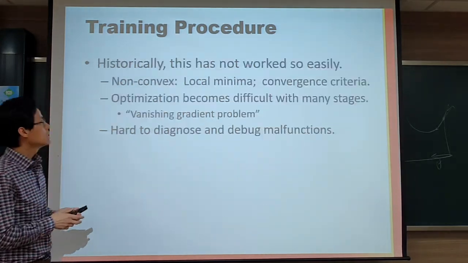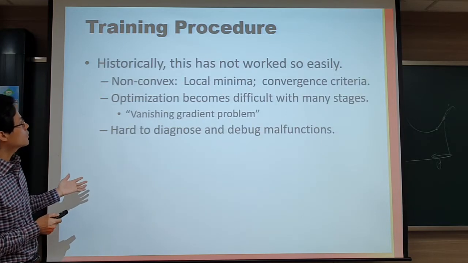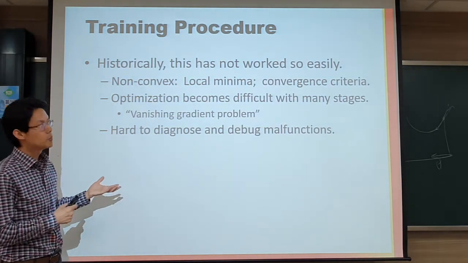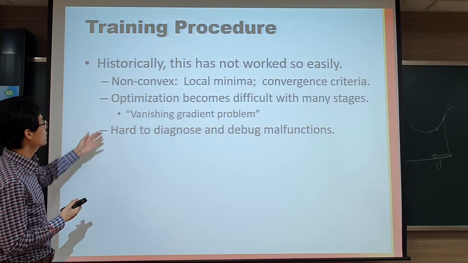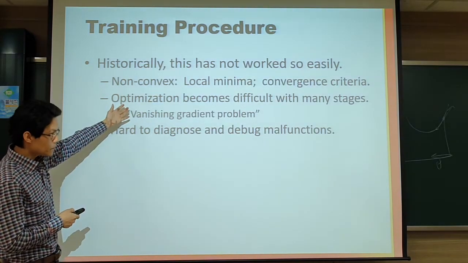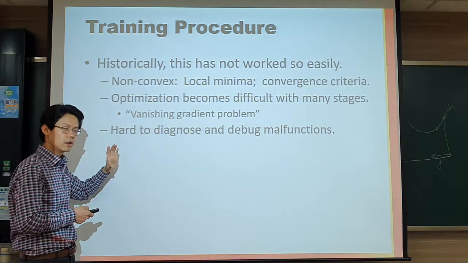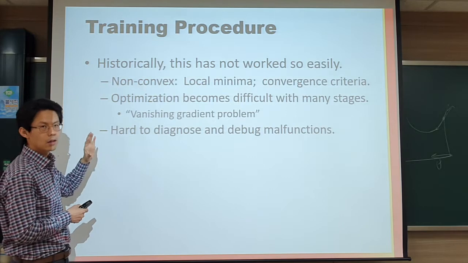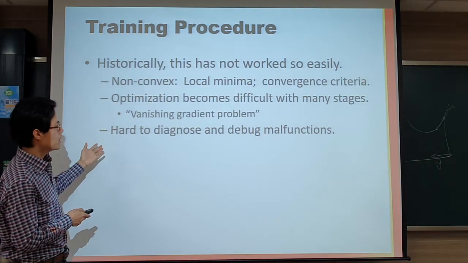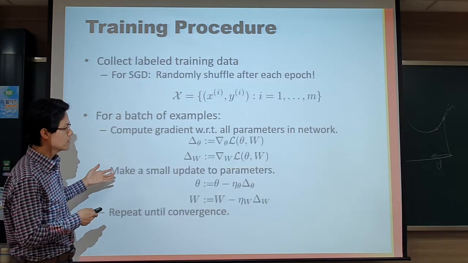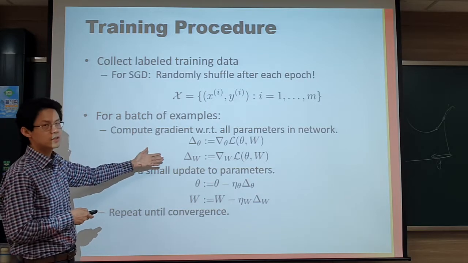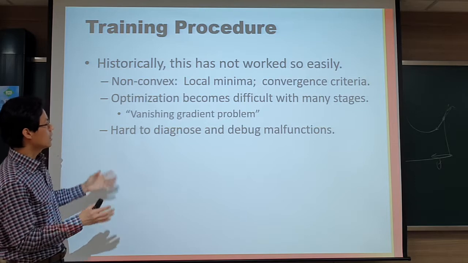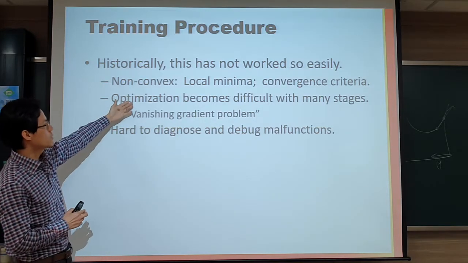So this approach looks very simple. Historically, this does not work. I mean, this has not worked very easily, right? There have been a lot of issues like this. Originally, logistic regression, the Bayesian one, turned out to be a convex form, but as we had multiple layers, the loss function is not convex at all. So it means there could be many local minima and a lot of issues. Also, optimization is very difficult.